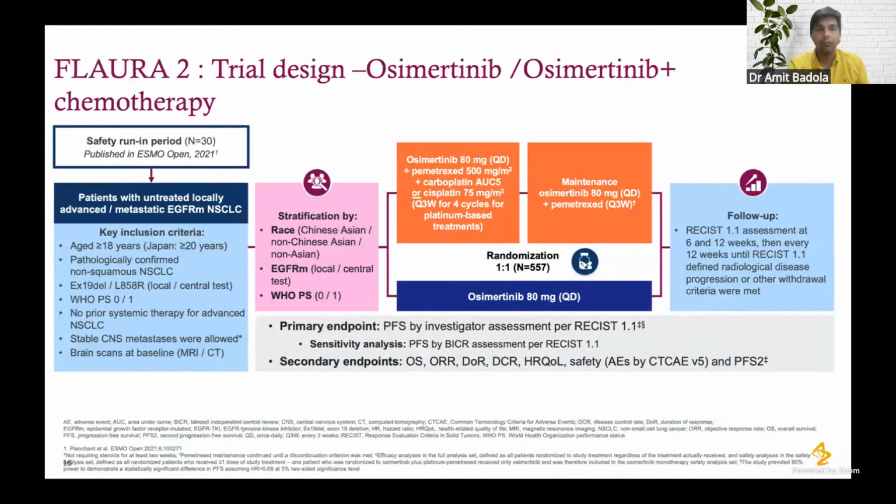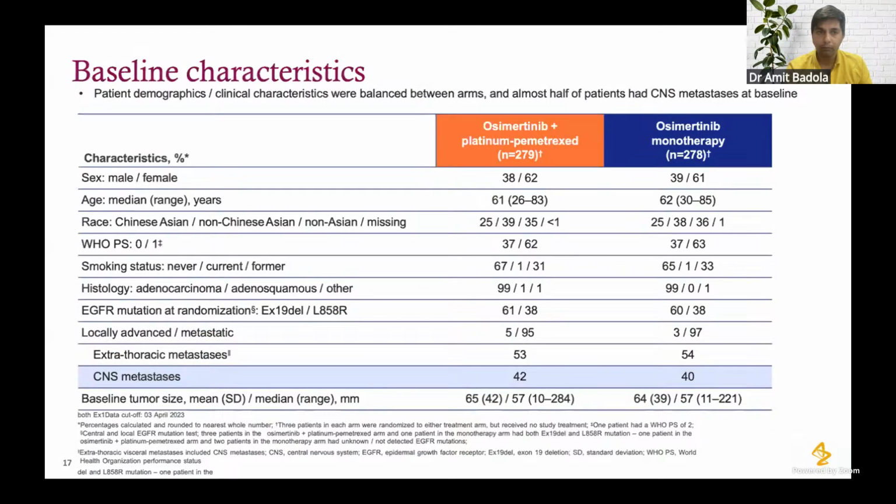So this is the trial where osimertinib was combined with chemotherapy for the first time, the FLAURA2 trial. The study population was the same: pathologically confirmed adenocarcinoma harboring EGFR exon 19 deletion and exon 21 point mutation. They were randomized to osimertinib plus chemotherapy, followed by osimertinib maintenance with chemotherapy, versus osimertinib alone. The primary endpoint was PFS, both by investigator and blinded central review, and the secondary endpoints were overall survival and response rate. The baseline characteristics were well balanced.